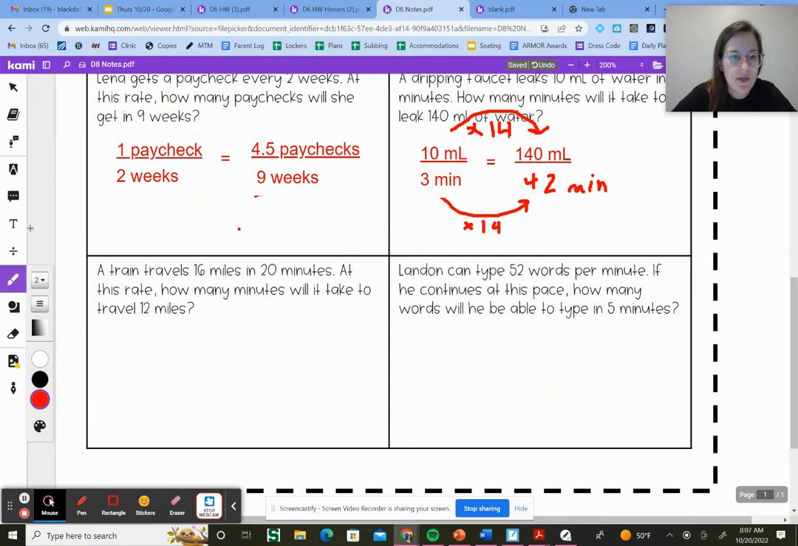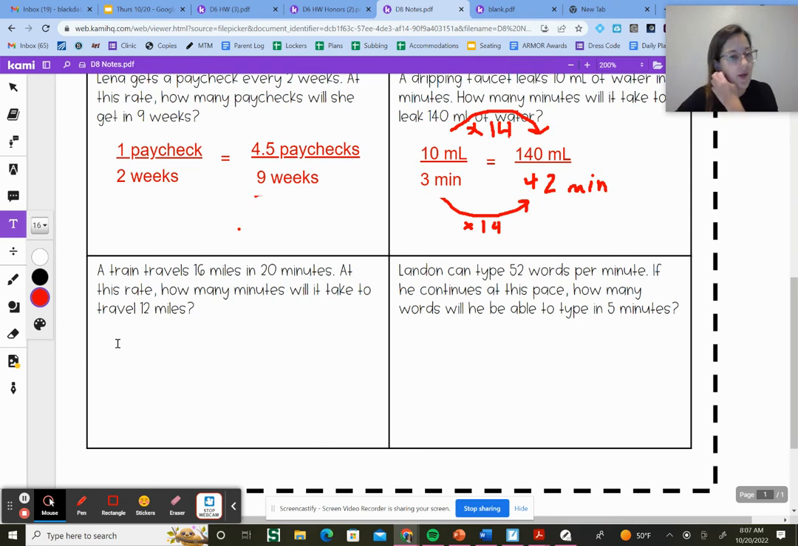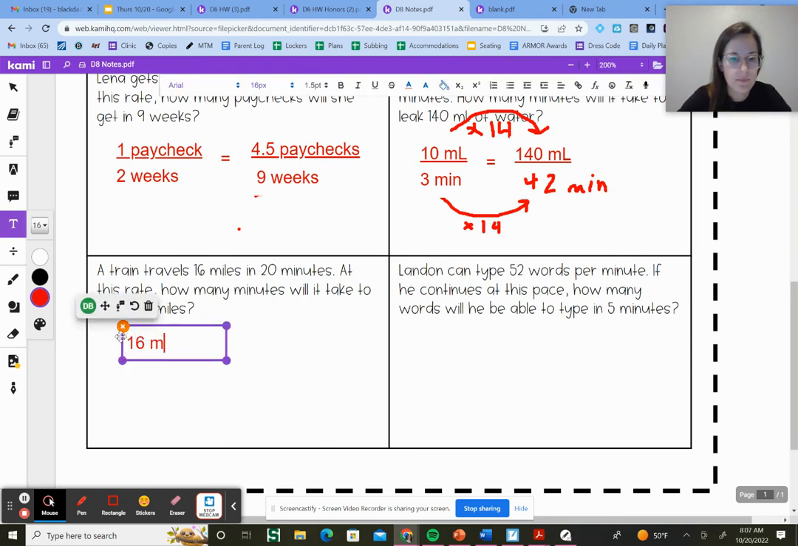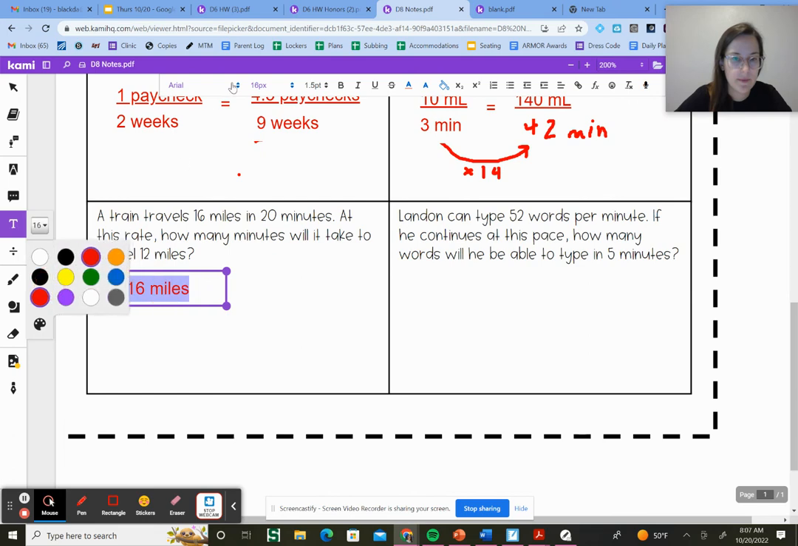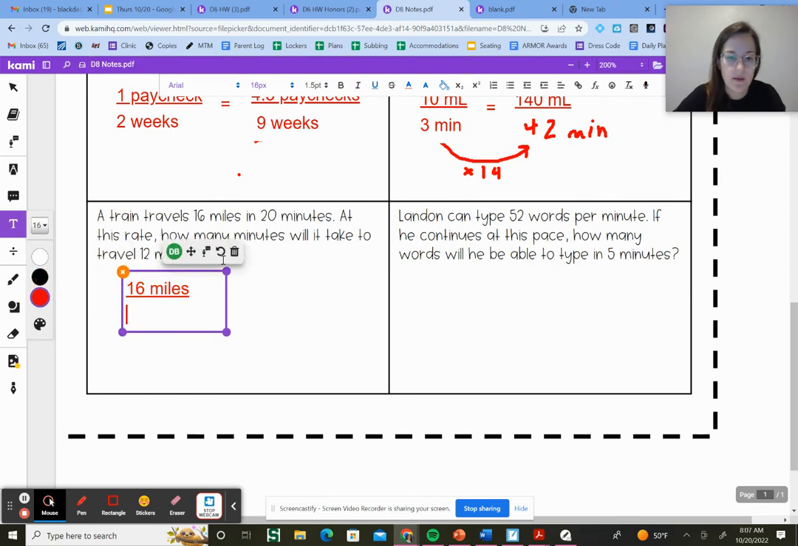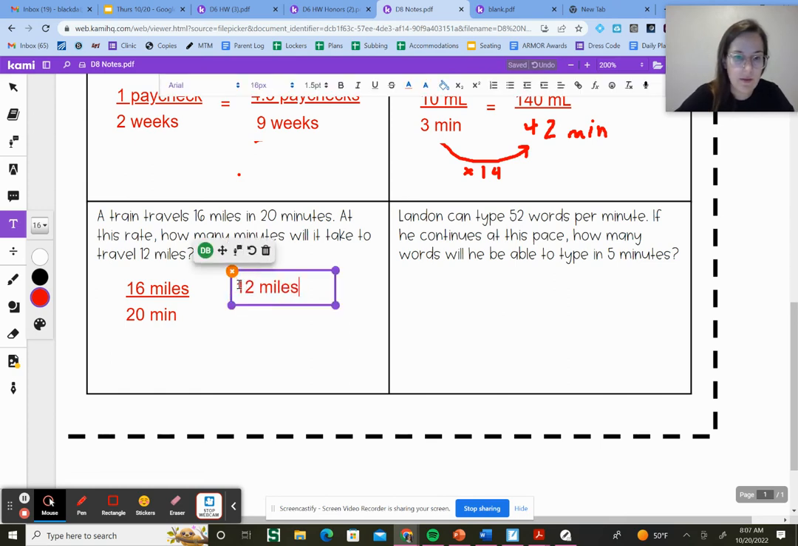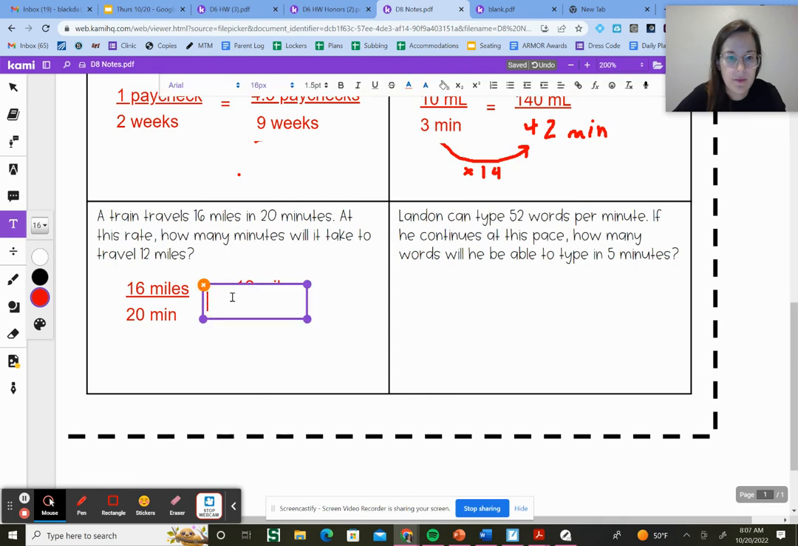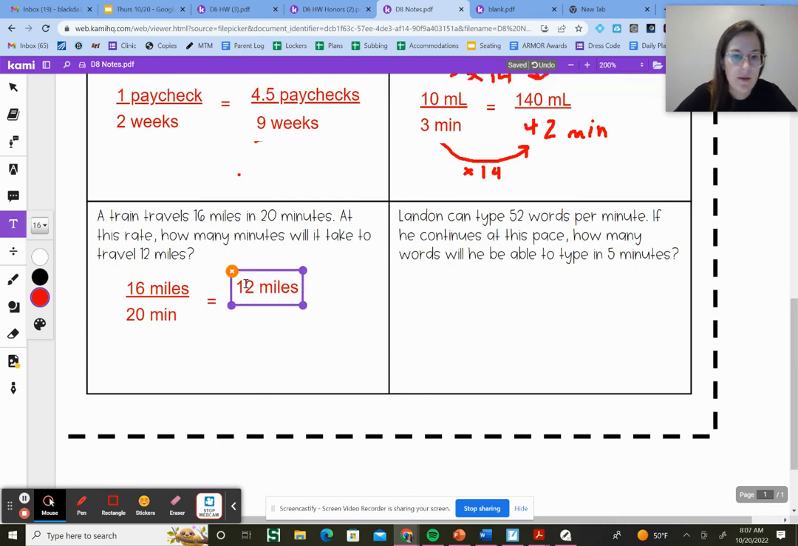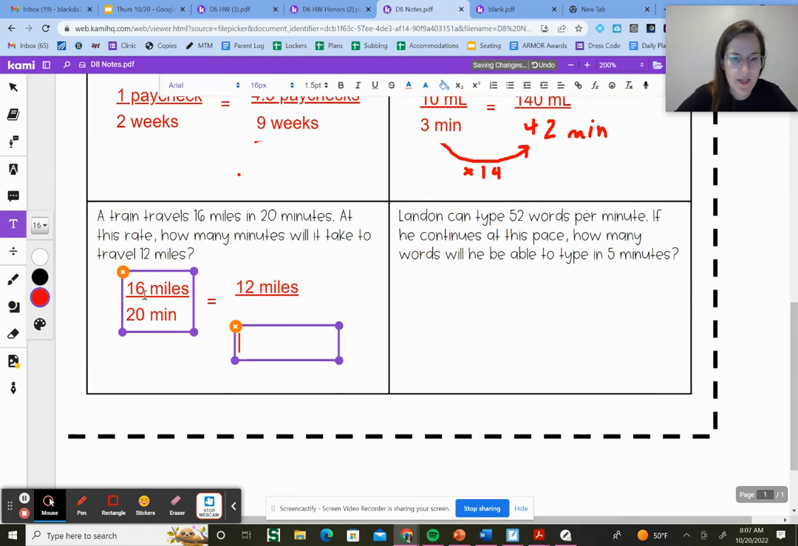All right, number 3, a train travels 16 miles in 20 minutes. At this rate, how many minutes will it take to travel 12 miles? All right, 16 miles, 20 minutes. 12 miles, we need to line this up at the top. Put my equal sign in the middle. All right, let's see. So this would be kind of hard to go horizontal or vertical.